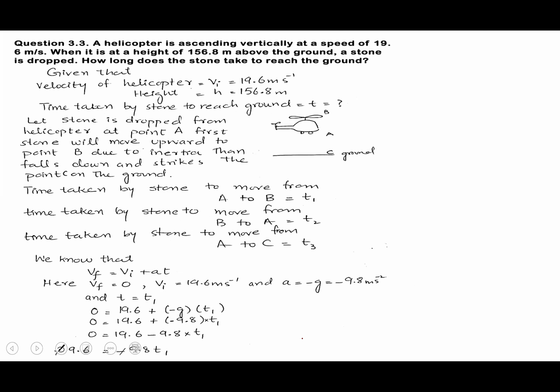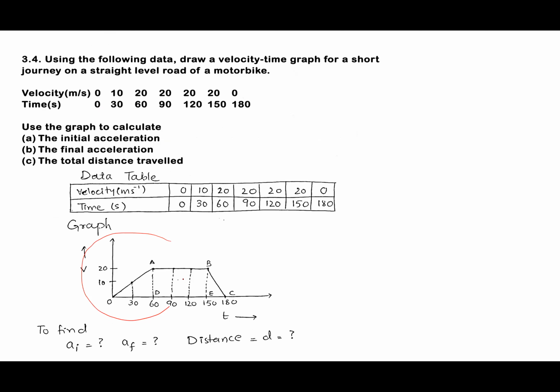Now, in the third numerical, we will use V is equal to Vi plus At. And then you will use the second equation again. You will calculate the time. Then by using this equation and then by factorizing.